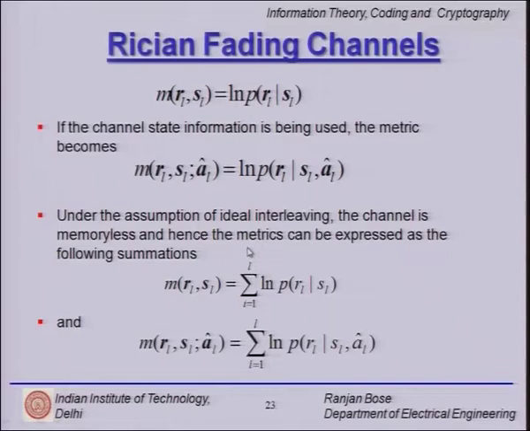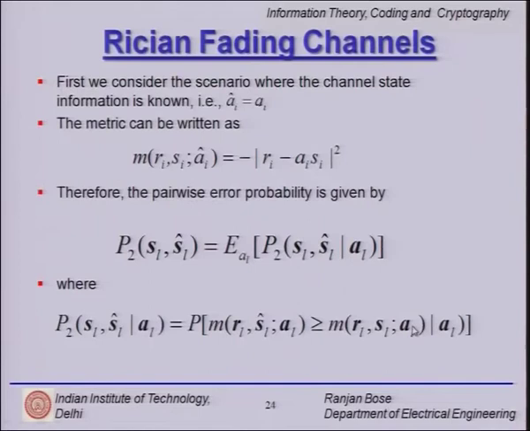Therefore, we have this product, because if they are independent, then the probabilities would multiply, but since there is a log, now there is a summation there. So, we have now i equal to 1 through L, ln P(R_l given S_l), because we have declared that each symbol received is independent of the earlier symbols. And if you have the channel state information, you can write the summation i equal to 1 through L, ln P(R_l given S_l, A_l hat). So, these are the two metrics with which we will work.